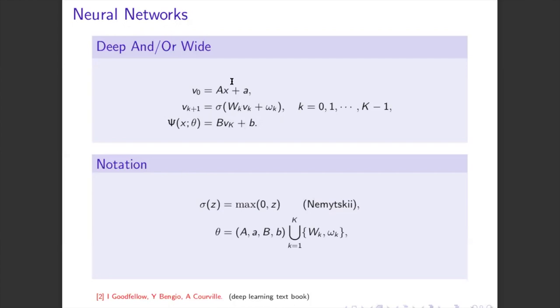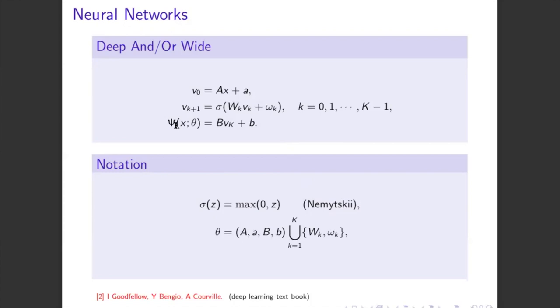So think of this x here as being in Euclidean space and the output psi as being in a possibly different Euclidean space. There are a bunch of parameters here: the linear transformation, or the affine transformation, defined by A and a, the affine transformation defined by B and b, and the affine transformation at each step k defined by the W's and the omegas. So together, the union of all of those parameters is theta, and the objective of using this form to approximate data is to choose those parameters so that the transformation from x to psi of x matches what you see in the data.